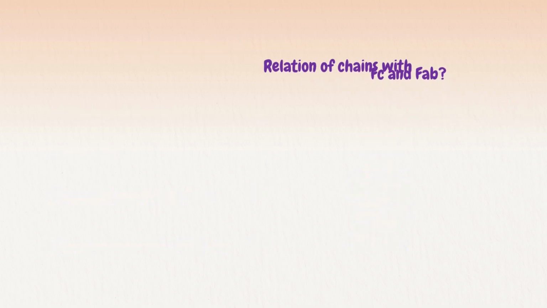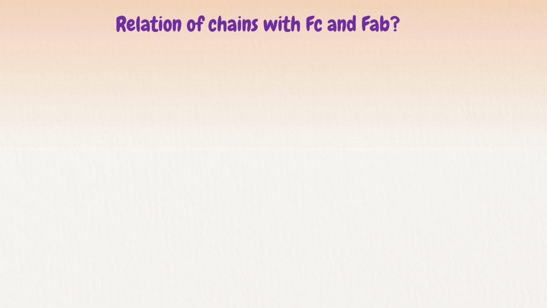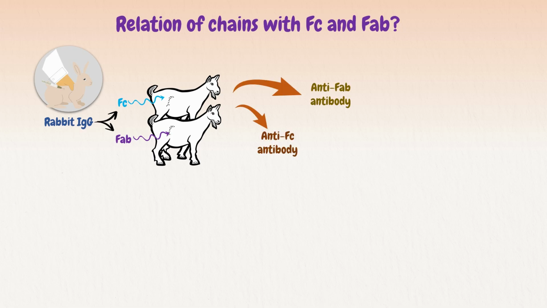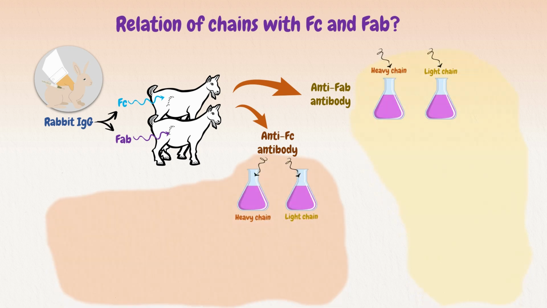To determine that, they performed another experiment, in which scientists used Fab and Fc fragments purified from rabbit IgG antibodies, and immunized 2 separate goats. From these goats, they generated anti-Fab antibodies and anti-Fc antibodies, which they reacted in separate experiments with the heavy and light chains.